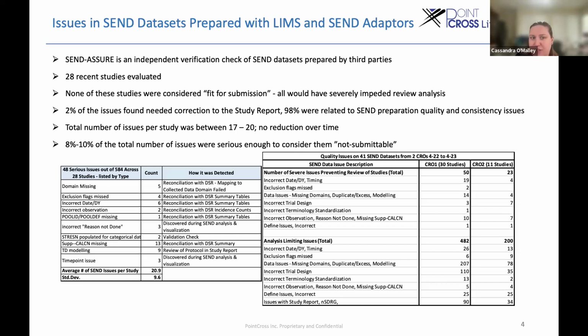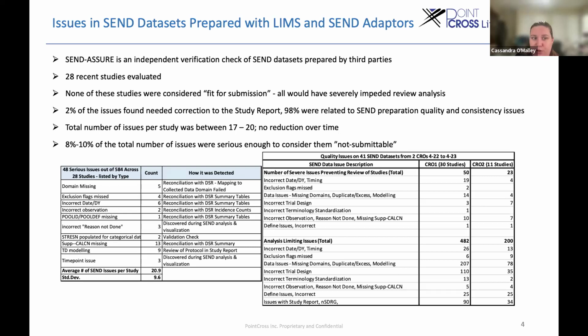For each study, we found about 17 to 20 errors in each one that would have impacted the review. And over the course of doing this SEND Assure process, there has been no reduction in error over time. So any feedback that has been given has not been corrected over the course of time. About 8 to 10% of these studies, depending on the years that we've looked at them, have serious issues that we would consider them not submittable. There are a number of errors that would severely impact any sort of review through an agency.